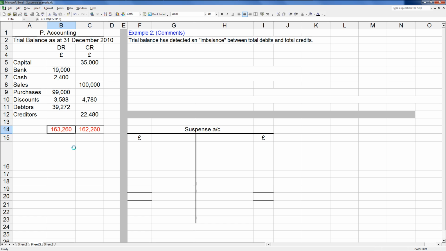What is good to observe at this point, rather than just doing maths, is to acknowledge which side is higher or lower. In this case, total debits are £1,000 more than total credits.